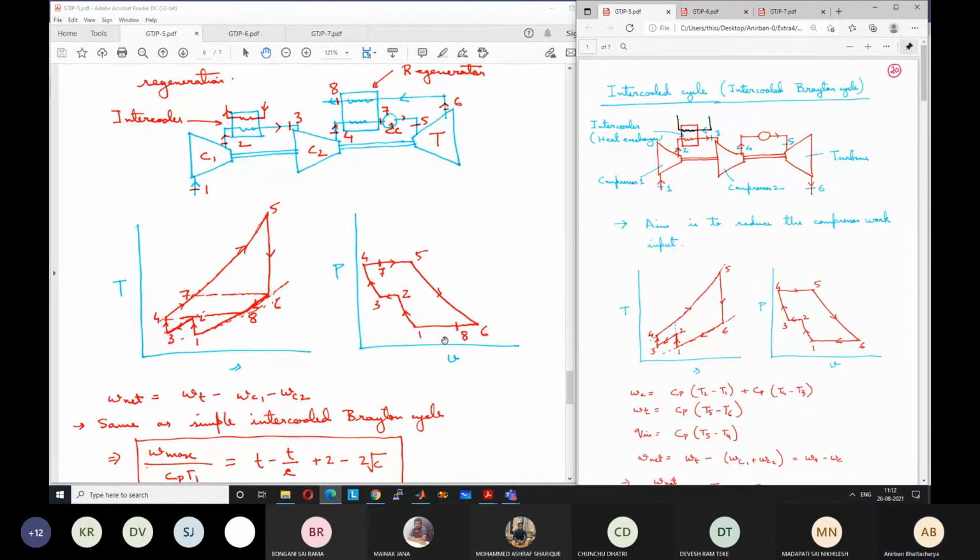So again here, 1 to 2 is the isentropic compression, 2 to 3 is the constant pressure heat removal, 3 to 4 is the isentropic compression in the second compressor, 4 to 7 is the heat addition at constant pressure, 7 to 5 is the constant pressure heat addition in the combustion chamber, 5 to 6 is the isentropic expansion, 6 to 8 is the constant pressure heat removal in the regenerator, and 8 to 1 we are closing the cycle, assuming that there is a constant pressure heat rejection.